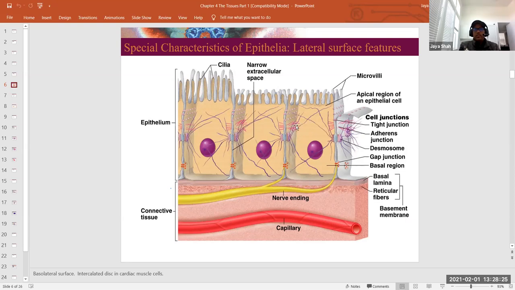Adherent junctions hold the cells together. Desmosomes also help hold them together. Gap junctions allow ions and other molecules to move from this cell to this cell. These are the functions of epithelial tissue. In the exam, if I ask which one of the following is not a function of epithelia, epithelium, or epithelial tissue, then you have to know. Epithelial tissue and epithelium are singular, and epithelia is plural.